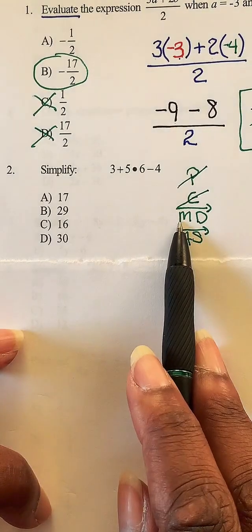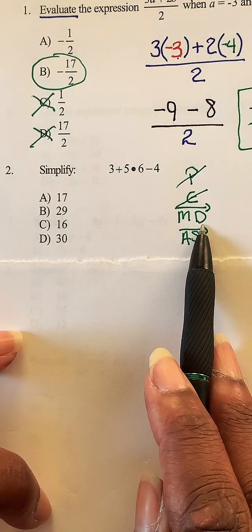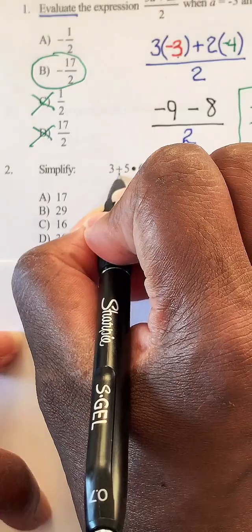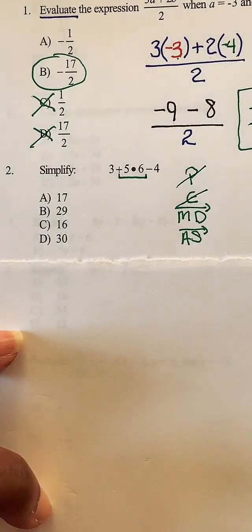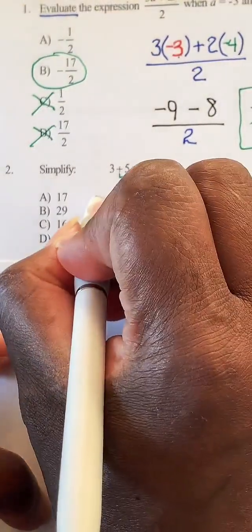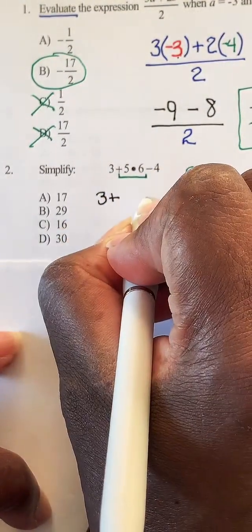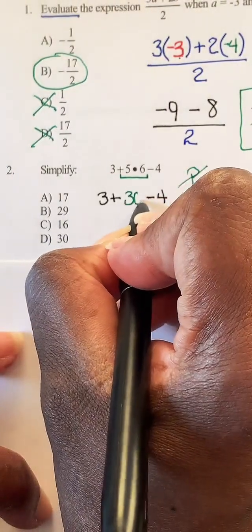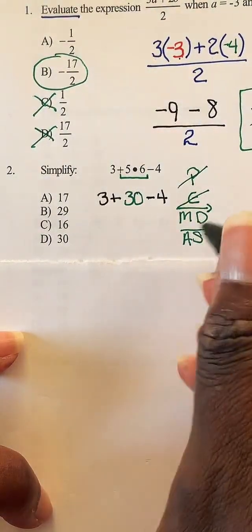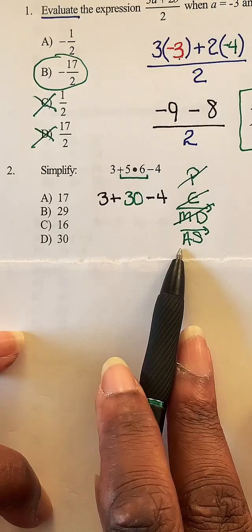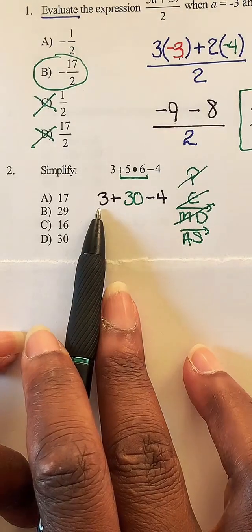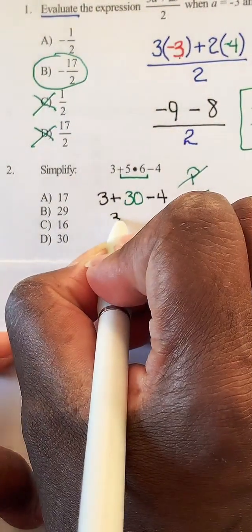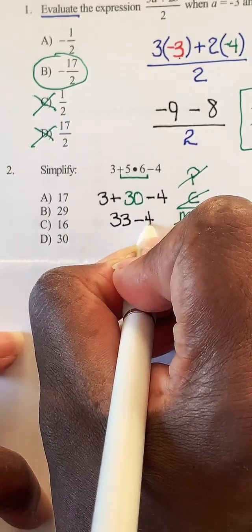So let's take a look. We need to do, please excuse my dear Aunt Sally. So 1, we don't have any parentheses. Boom, that's done. 2, we don't have any exponents. Boom, that's done. 3, we need to do either multiplication or division from left to right. So the only multiplication that we have is right here with the 5 and the 6. So I'm going to have my 3 plus something minus 4. And that something is 30.